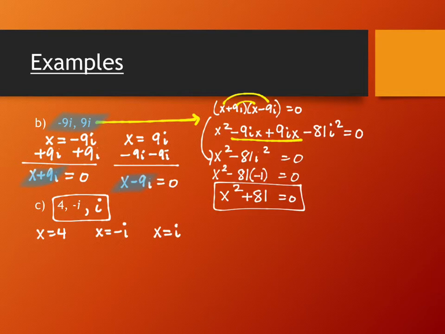All right, so again, if you can jump straight to the factors, that's great. If not, let me show you and remind you how you're doing this. You're subtracting the 4, so it's x minus 4 equals 0. You're adding an i, so x plus i equals 0. And you're subtracting an i, so x minus i equals 0.